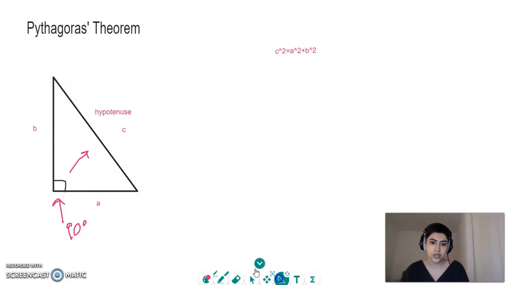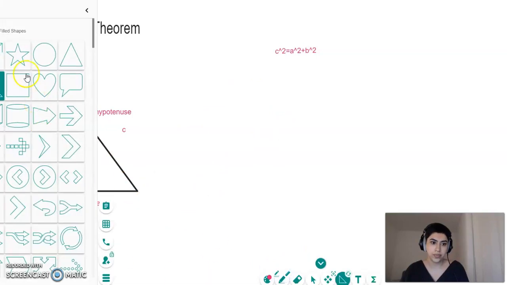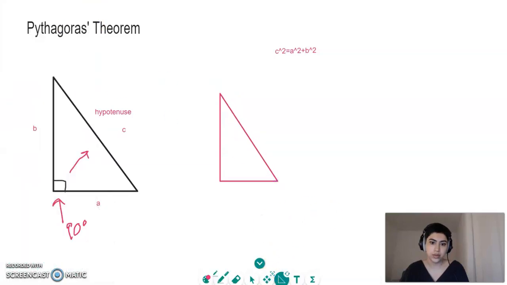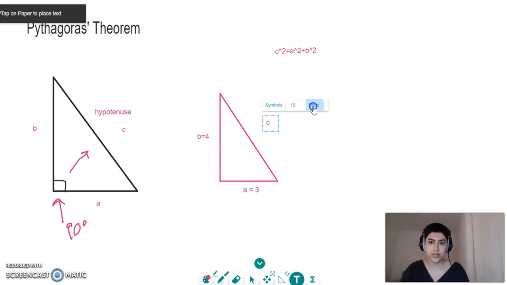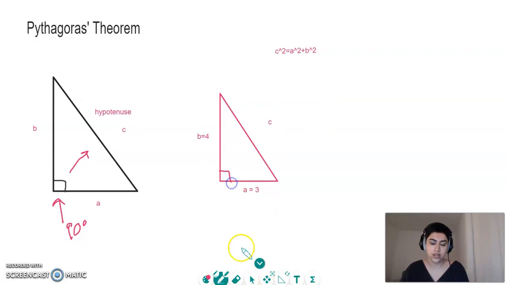So let's draw another triangle right here. So let's say that the length of A here equals 3, and then we have the length here of B equals 4. So with this information, we're going to try and solve for C, the hypotenuse. So let's just add the right angle here as well.